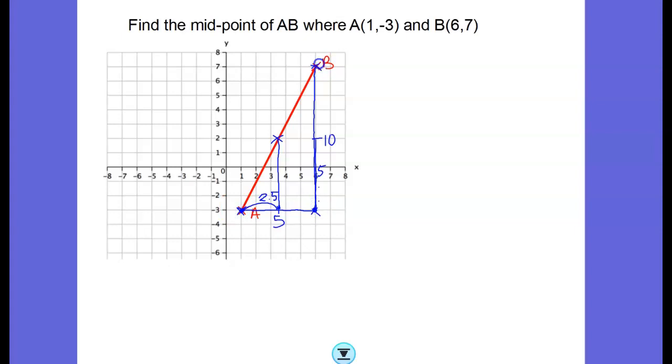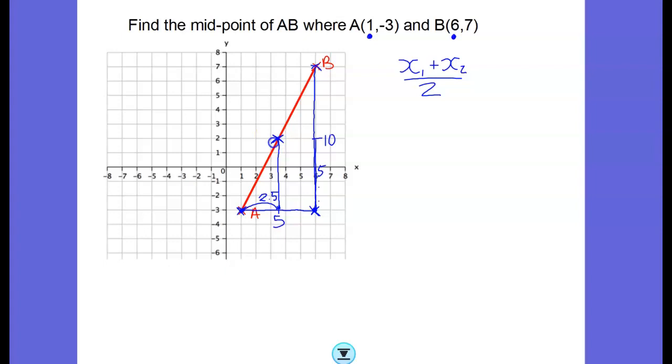But we can formalize that, because what I'm doing basically is finding halfway between the x coordinates and then halfway between the y coordinates. And a way we can find halfway between two x coordinates is to add the two x coordinates together, and then half it. So here, if I add 1 and 6 together, I get 7. Half of that is 3.5.